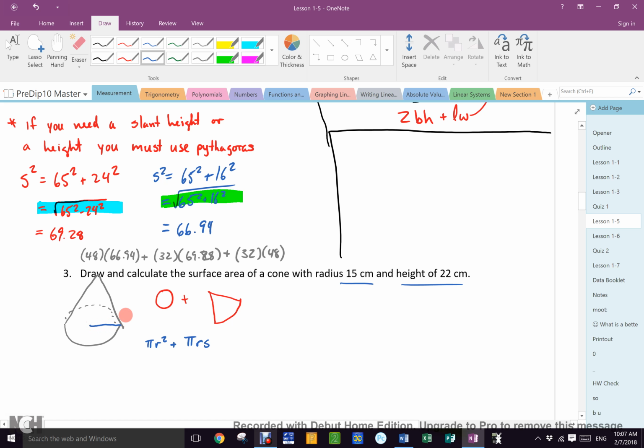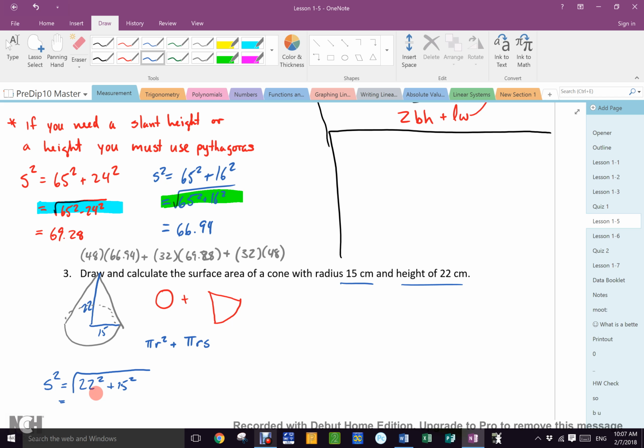What's the radius? 15. What's the height? 22. Do you now have a slant height? How? Slant height squared equals what? 22 squared plus 15 squared, and I square root it. And that's going to give me a number. Now this is going to get weird, okay? Everybody find that number for me. And then we're going to do something that is going to bother a lot of you. It won't bother any of you from another country, but it's going to bother most of you.